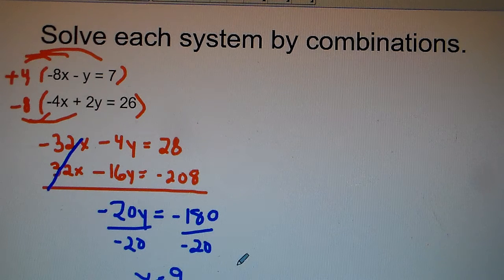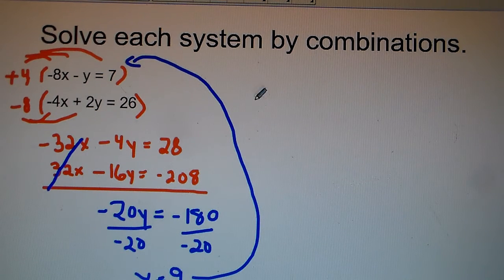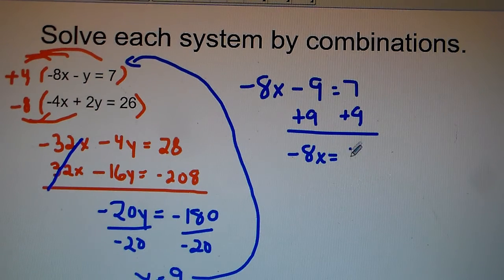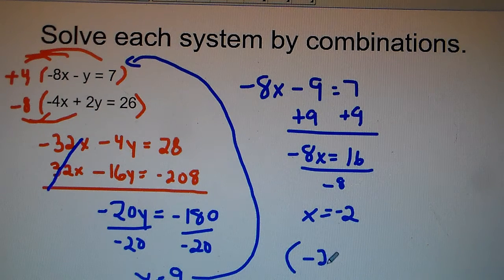9. We're going to substitute 9 in for y up top in that top equation. So we're going to get negative 8x minus 9 equals 7. Add 9 to both sides. So you get negative 8x equals 16. Divide by negative 8. And you get x equals negative 2. So our final answer is negative 2, 9.